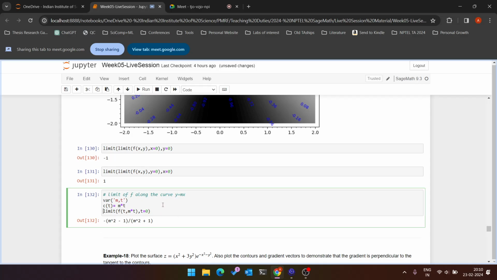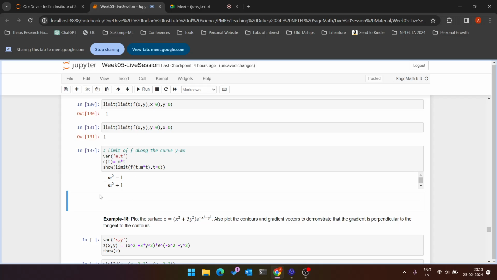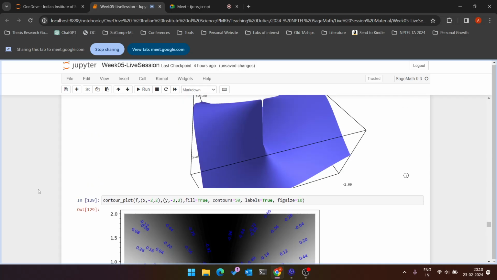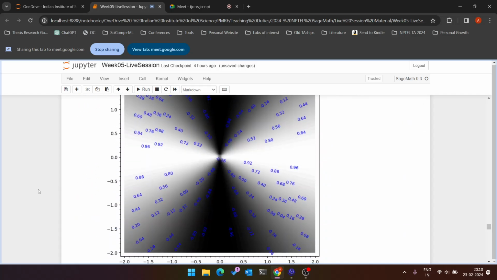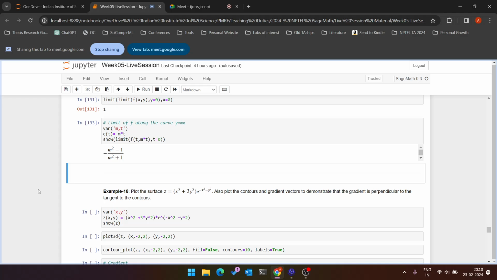Okay. So, basically, I do not have a single answer at the origin. So these two examples are clear, right? Contrasting scenarios. One where the limit exists, one where the limit does not exist.